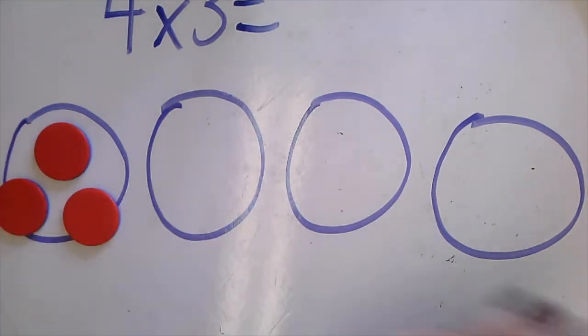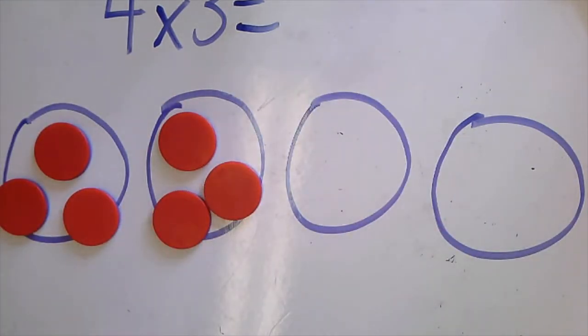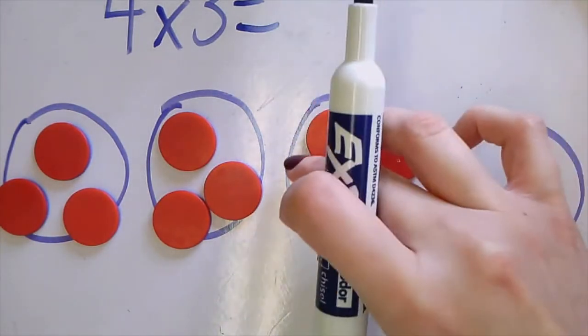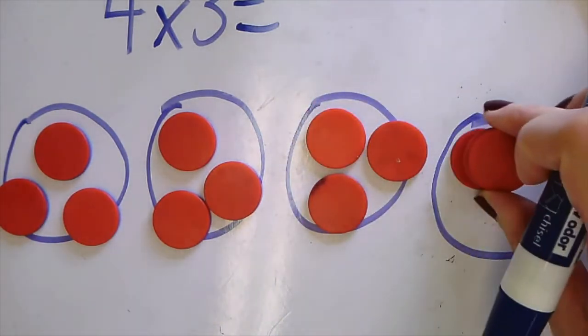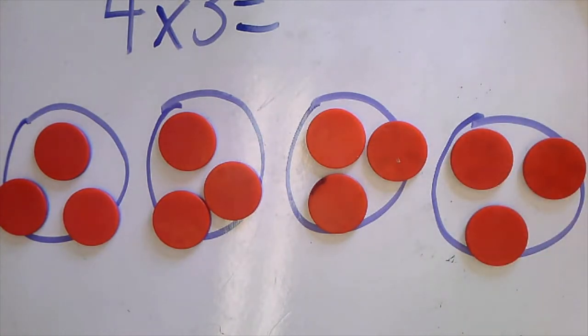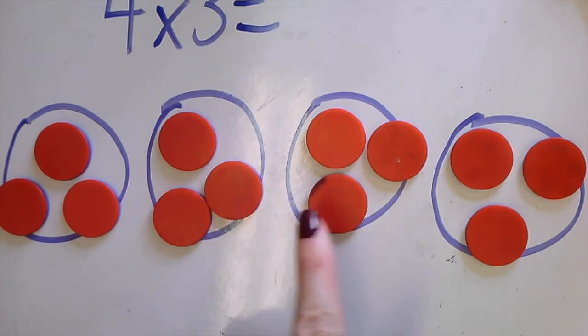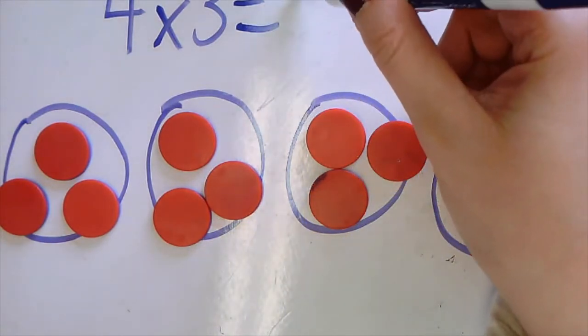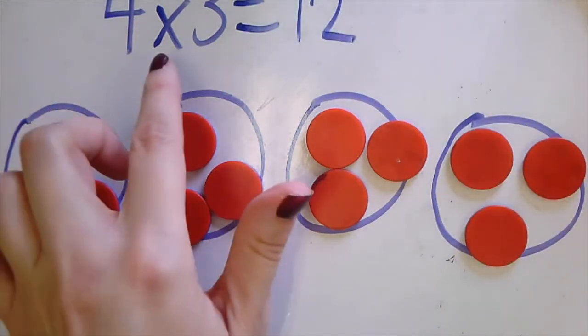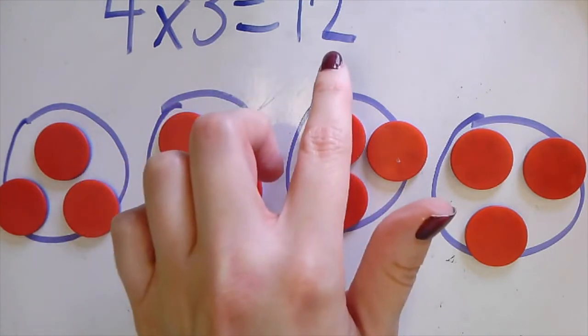1, 2, 3. 1, 2, 3. 1, 2, 3. 1, 2, 3. Now, I could count one at a time, but there's a much faster way to count, and that's counting by threes. So let's count by threes together. 3, 6, 9, 12. 12 all together. 4 times 3 equals 12.